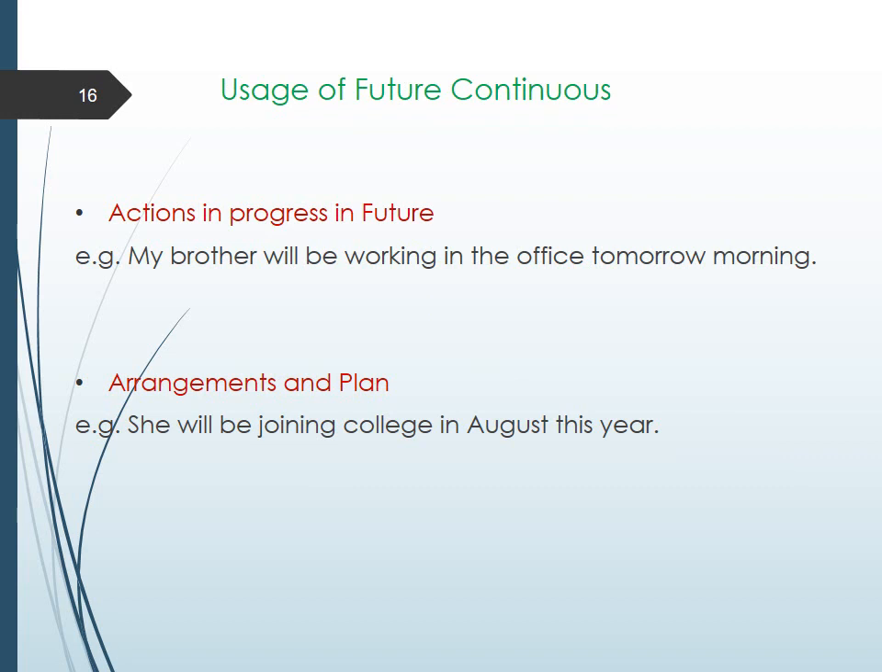Usage of future continuous tense. It is used for actions in progress in future. For example, my brother will be working in the office tomorrow morning. It is also used for arrangements and plans. Example, she will be joining the college in August this year.